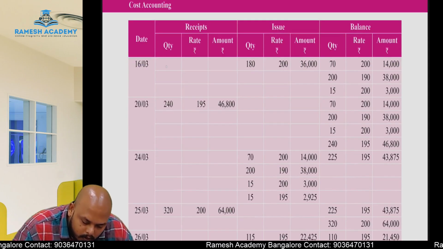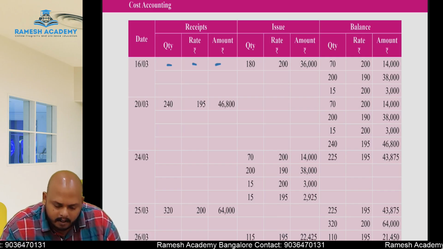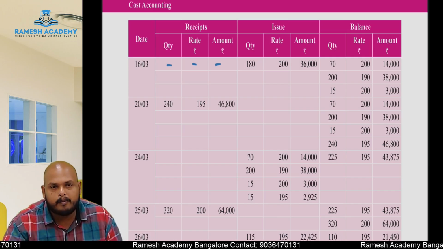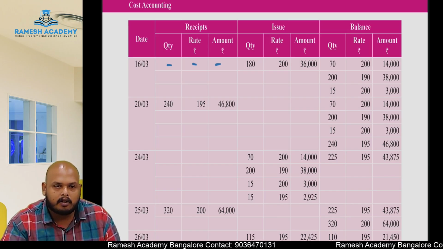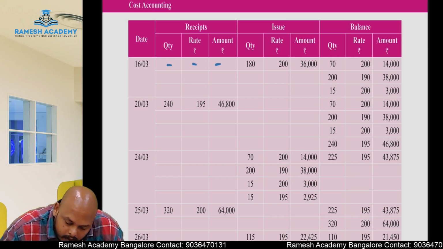So issued 180 tons, 250 minus 180, the balance is how much, Nana? 70. So this is not the base stock method. If it's a base stock, we will not touch that stock. This is not a base stock method, so remaining balances we can write continuously.